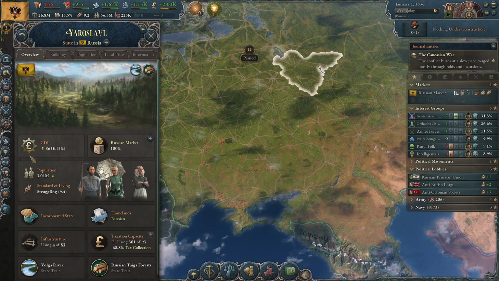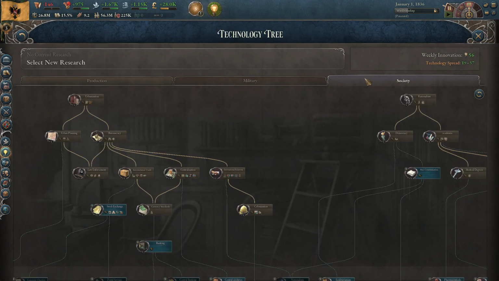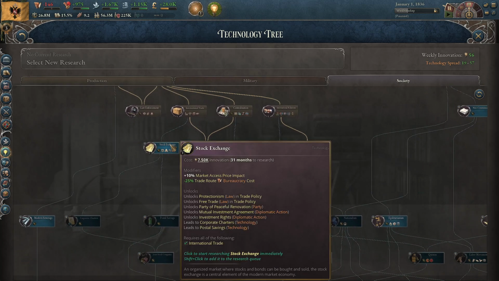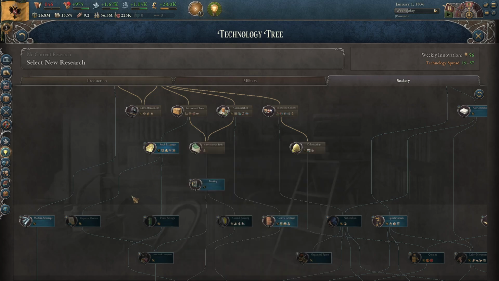So with that mentioned, there are a few technologies you can use in the society tree to improve your market access price impact as well. The stock exchange will give a 10% increase. It's a very early tier 1 technology. Pretty much anyone can get this relatively quickly. It is definitely a technology you should look for early on. It's going to help your economy quite a bit.